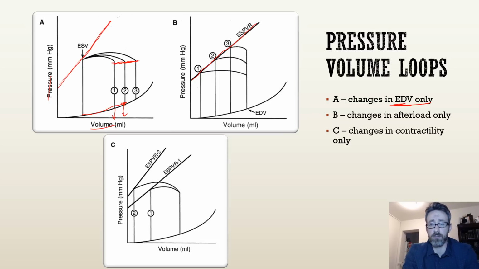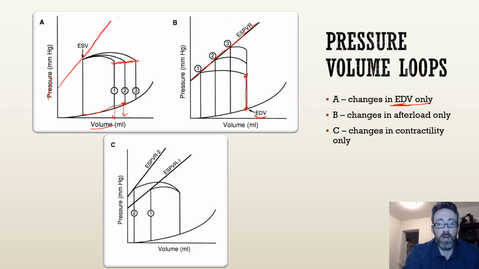So graphically, it's just representing that. Now in B, what we have is we're changing the afterload, but keeping the other conditions the same. The preload's the same, contractility is the same. So here's our preload point. That's our end diastolic volume right here, okay? And here's box 1, goes to this point.